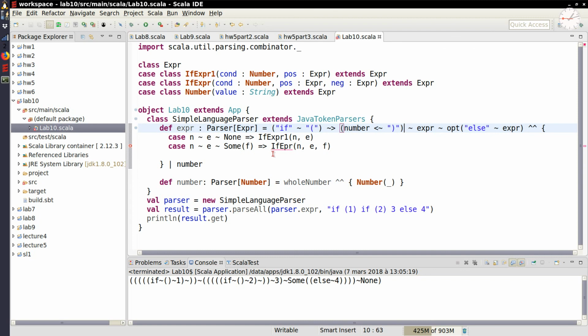Now I still have an error in here. Let's see if I can find that out. It said no value found IfExpr, well, that's just a typo. Okay, and now I get an underline here, and it says type mismatch, found String ~ Expr, required Expr. What did I do wrong?